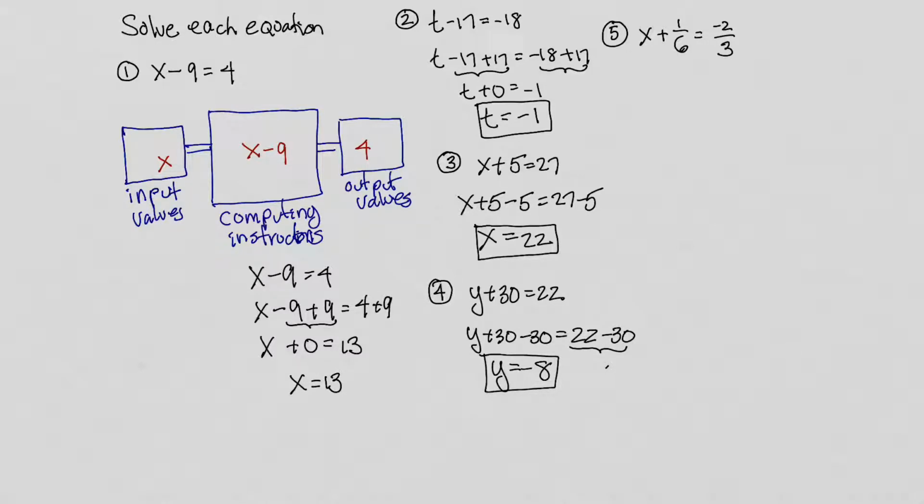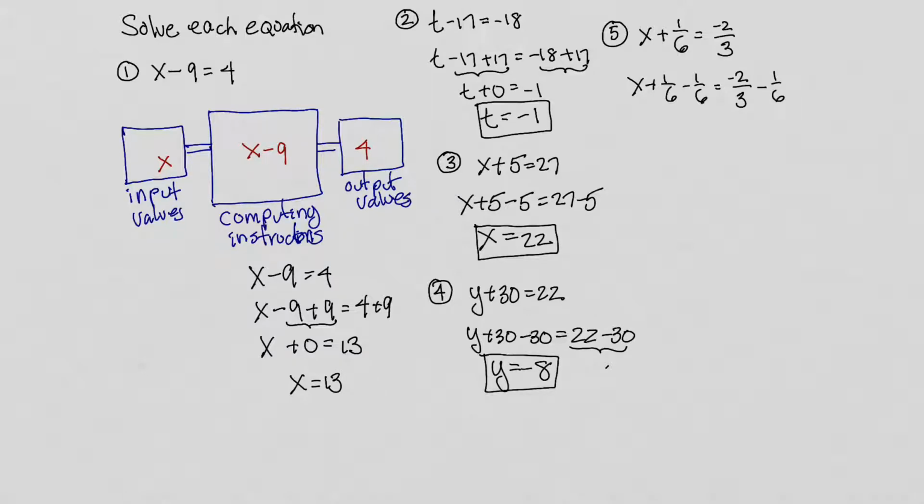Here in problem number 5, we're taking our unknown number, we're adding a fraction, we're adding 1/6 to this number, and we're getting negative 2/3. So we know what we do here. We're adding 1/6, so let's undo the addition with a subtraction. So we'll start with our x plus 1/6, and we'll subtract 1/6, but we have to do that to both sides.